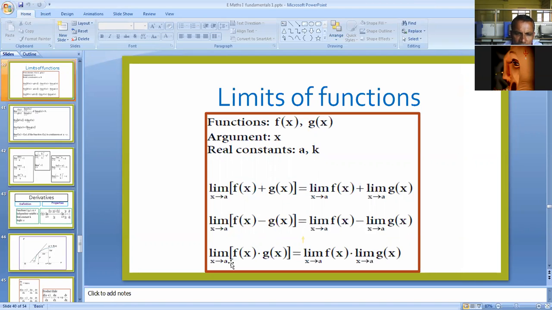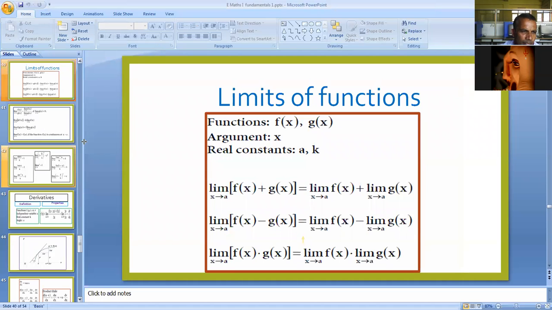Is it clear? And what is next? The limit of a product is nothing but the product of their limits. So the limit of f of x into g of x as x tends to a is what? The limit of f of x as x tends to a into the limit of g of x as x tends to a. Okay, you got it? Is it clear? So these are the basic laws in the limit of functions.